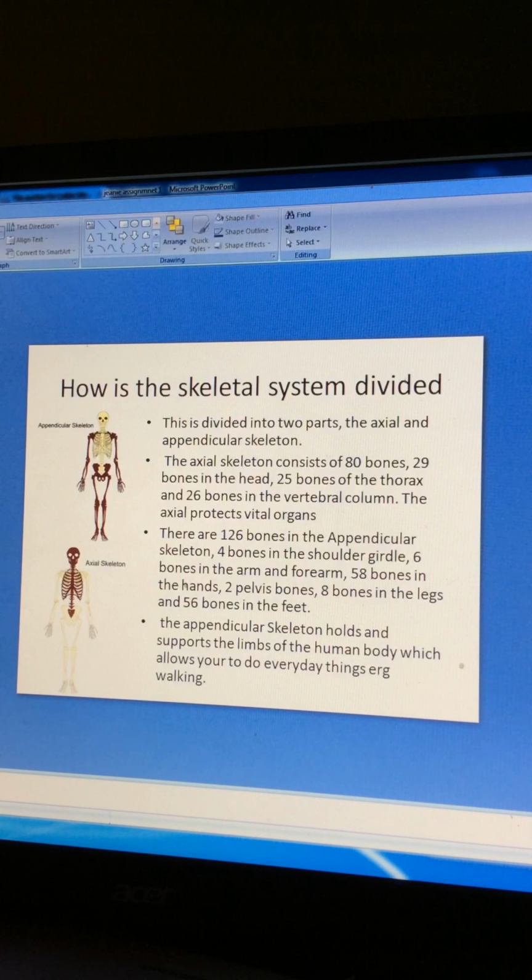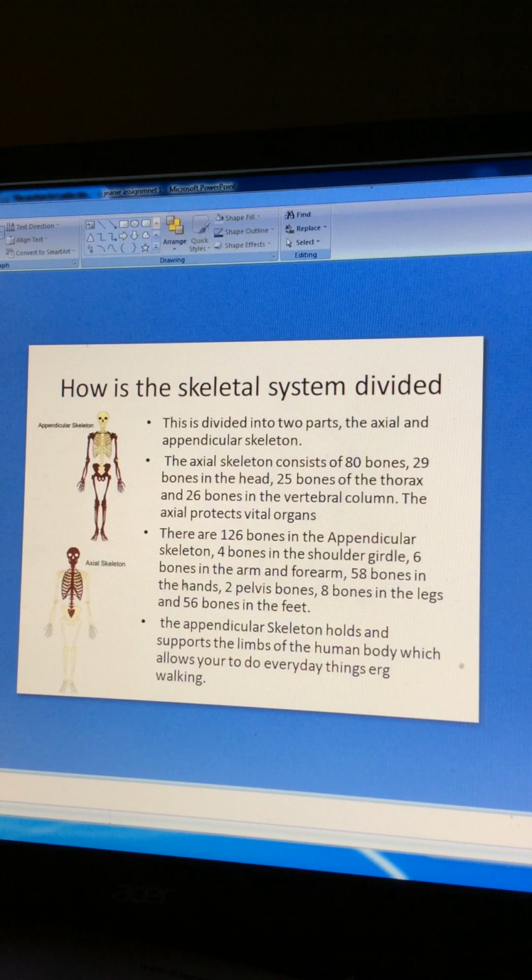How is the skeletal system divided? This is divided into two parts, the axial and the appendicular skeleton. The axial skeleton consists of 80 bones: 29 bones in the head, 25 bones in the thorax, and 26 in the vertebral column. The axial skeleton protects vital organs.